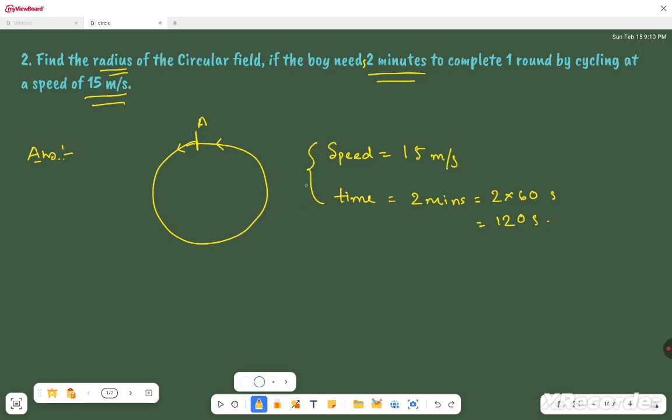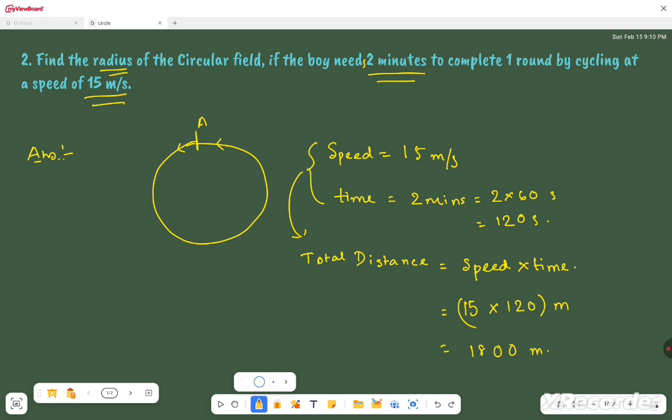Now from this speed and time we can find out the total distance covered. I think all of you know, with the help of speed and time we can find the total distance covered. Total distance covered equals speed into time. We all know this formula. The speed is 15 and time is 120. The unit will be meters. If we multiply, we get 1800 meters, that means 1.8 kilometers is the total distance. The total distance is actually the circumference of the circle, since the boy is completing one round.